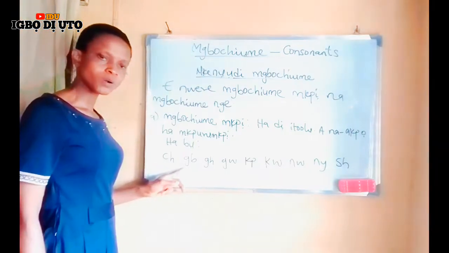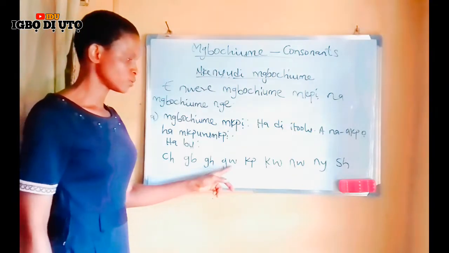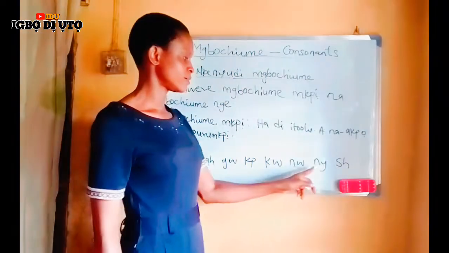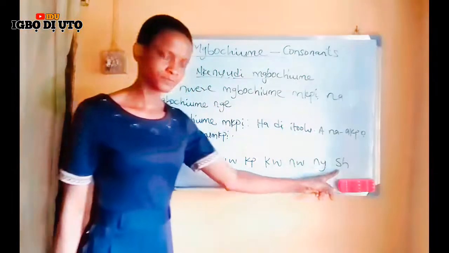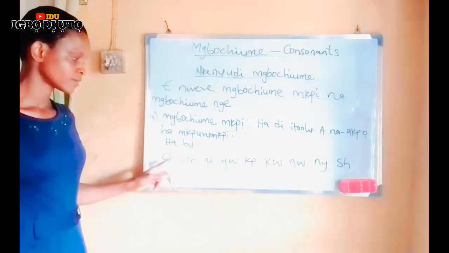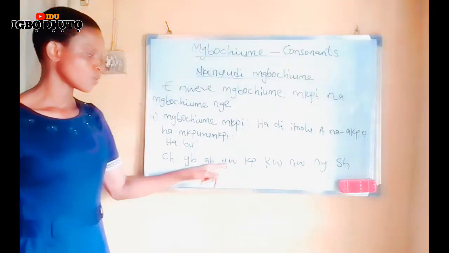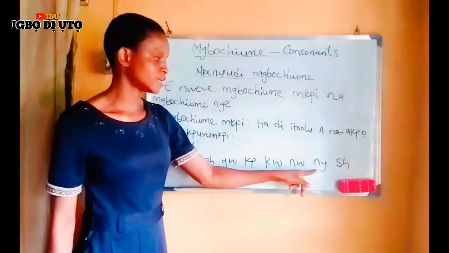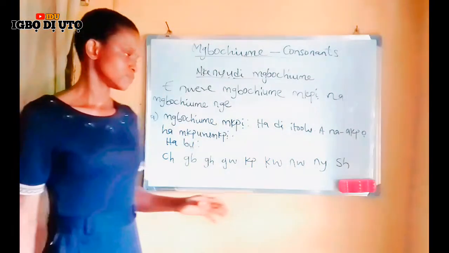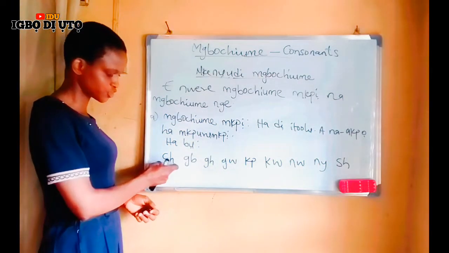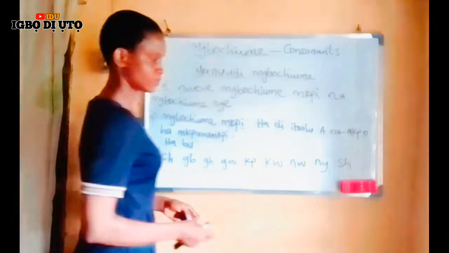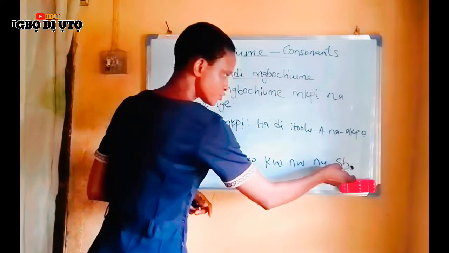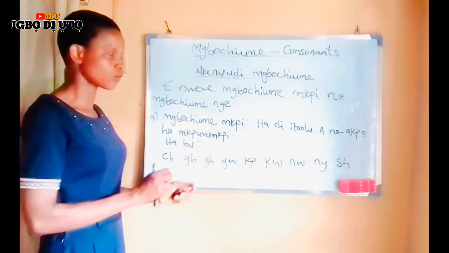Ha bụ, they are: Ch, Gb, Gh, Gw, Kp, Kw, Nw, Ny, Sh. You see the difference? Some people call this one ch, then they will still call this one ch. No, this one is ch, but this one is sh. Ch, ch. This one has a bridge. Just bridge it when you are calling it.